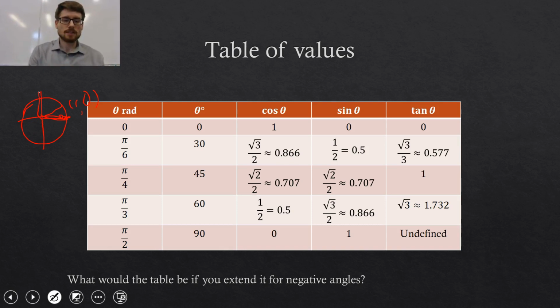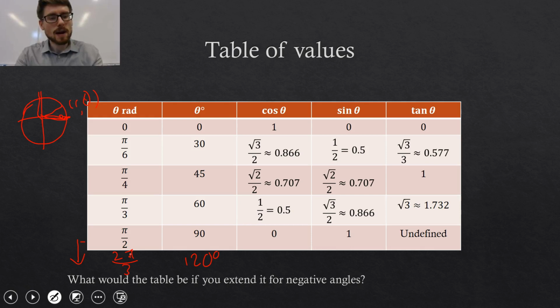And as a thought exercise, what would happen to this table's values if you extend it for negative angles? So first, if you extend it in this direction as well, the next nice angle from the unit circle after 90 is 120 degrees. And that equates to 2 pi over 3. So you could fill out cosine, sine, and tangent for that, and so forth.